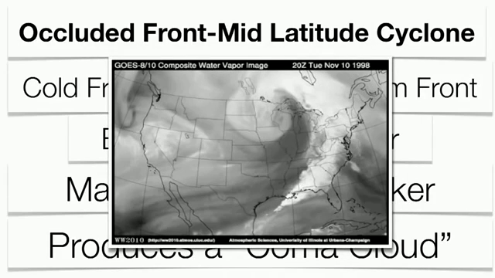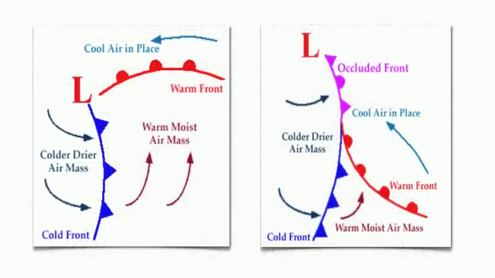And you'll notice in this picture from 1998, the classic comma cloud extends from Minnesota all the way down into the Gulf of Mexico. Now, on the left-hand side, that is your mid-latitude cyclone. On the right-hand side, that's your occluded front. The mid-latitude cyclone hasn't zipped together yet. The occluded front, it has zipped together.